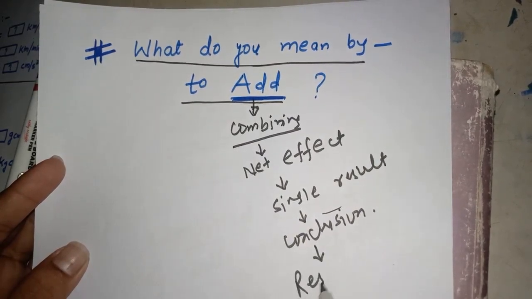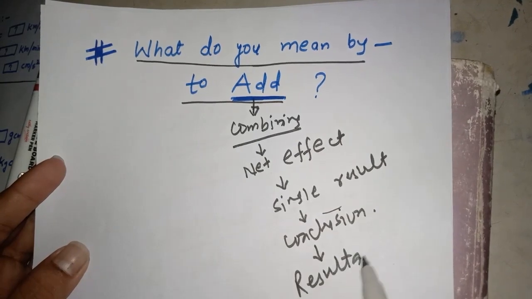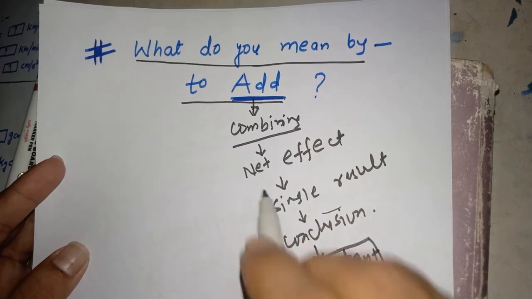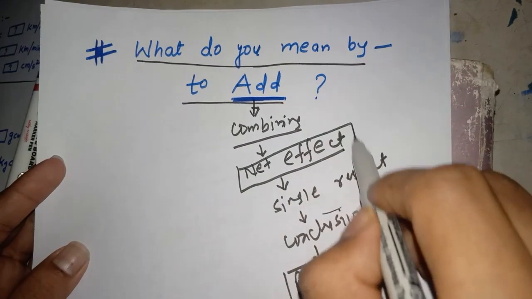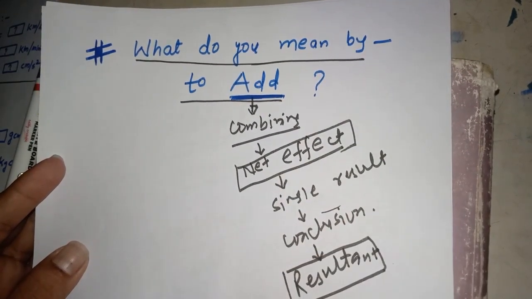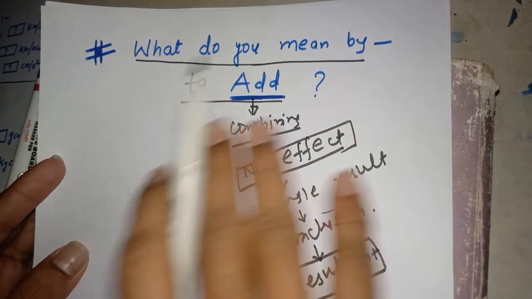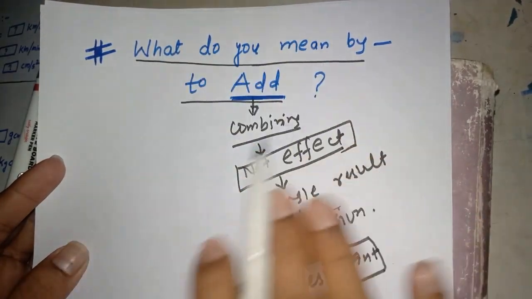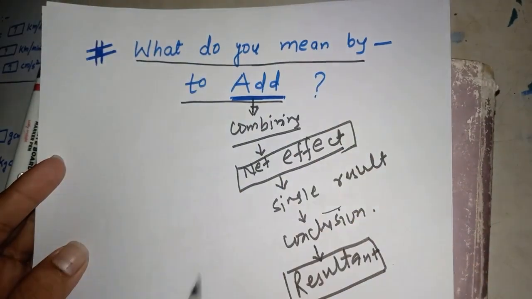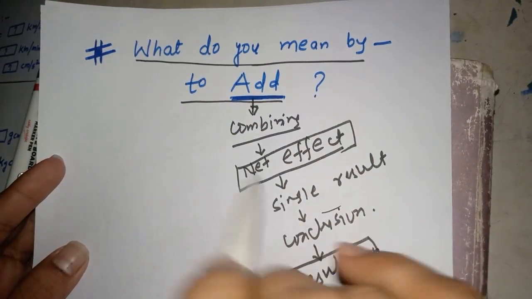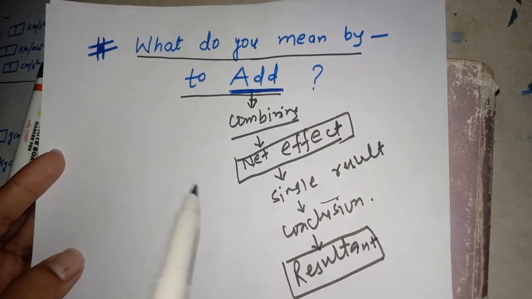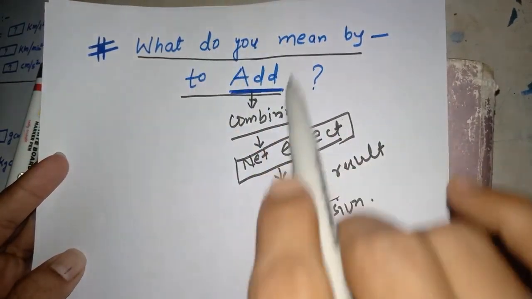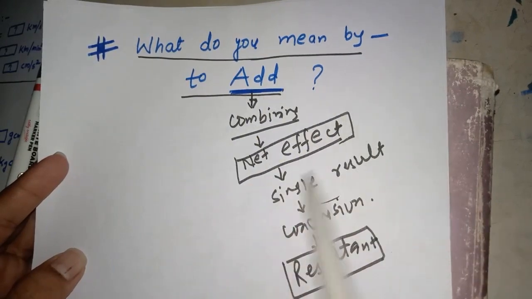This is the resultant. Resultant. This word is important. Resultant or net. Have you got my point? It is the meaning of addition of two vectors, or you can say addition of anything, and a scalar also. But here we are studying vectors, so I only give the term vectors.